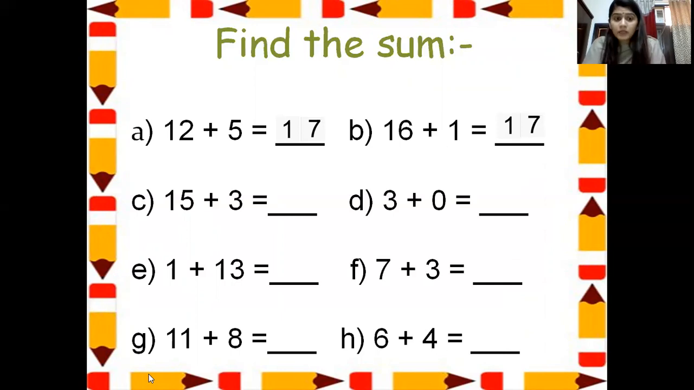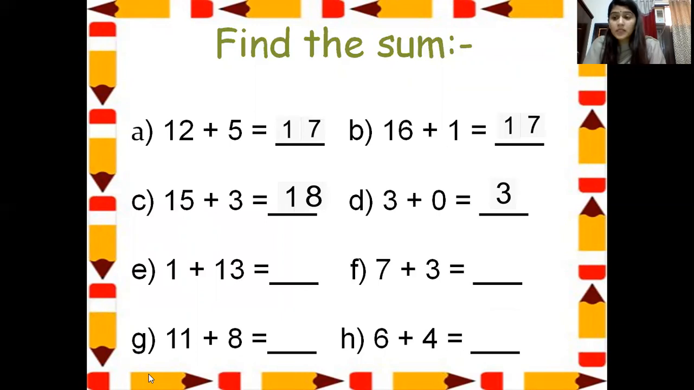C part. 15 plus 3. So 15 is the bigger number. 3 is the smaller number. 15, 16, 17 and 18. Answer is 18. Now 3 plus 0. We need to add 0 to 3. So the answer will remain the same number, 3.